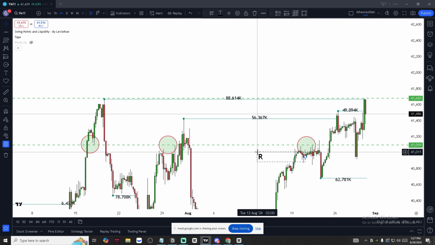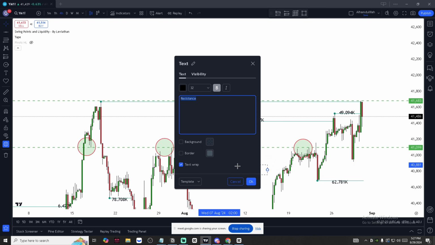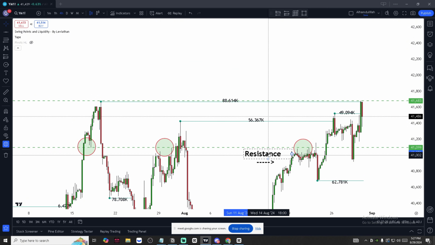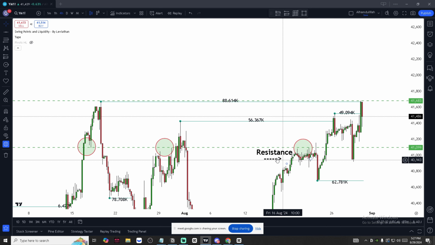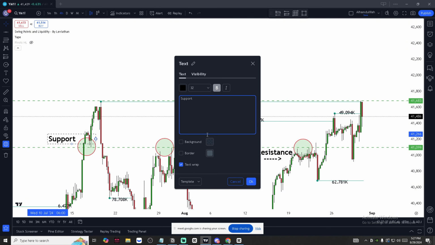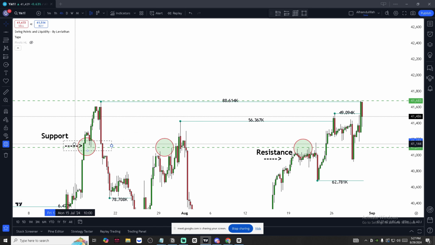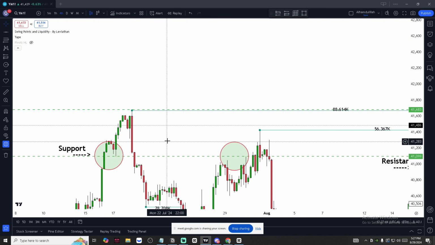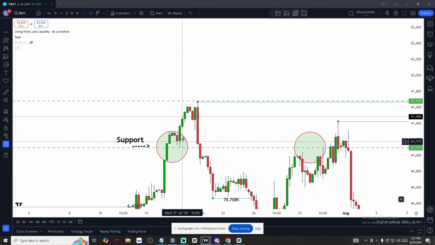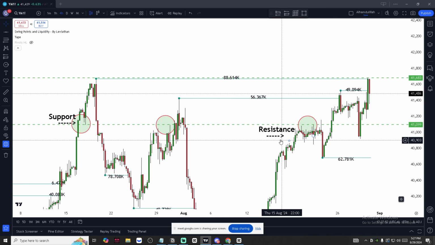So resistance is right here because price is falling down from this area, right? But then over here, support. Support is right here where these two candles are. Boom, boom, boom, where they bounce off of the green line. So resistance from over here and over here.